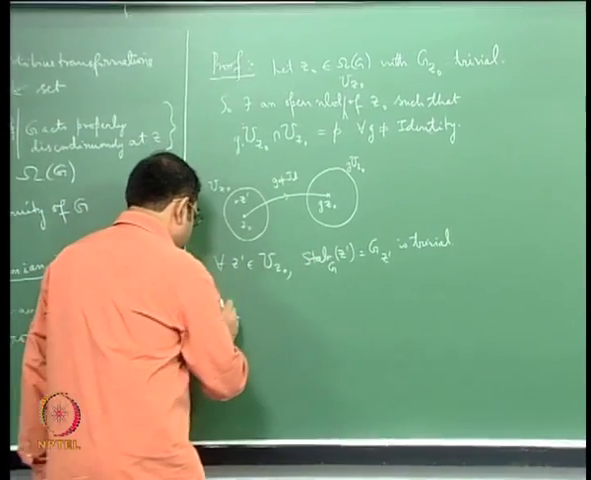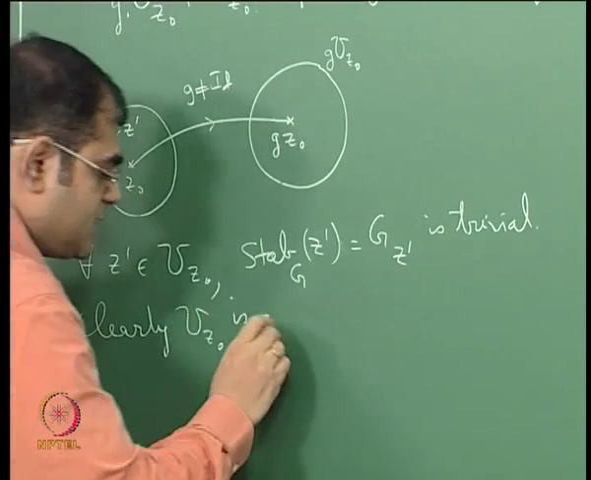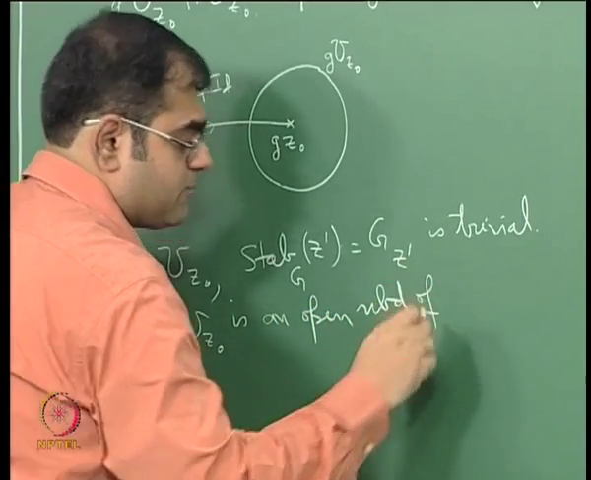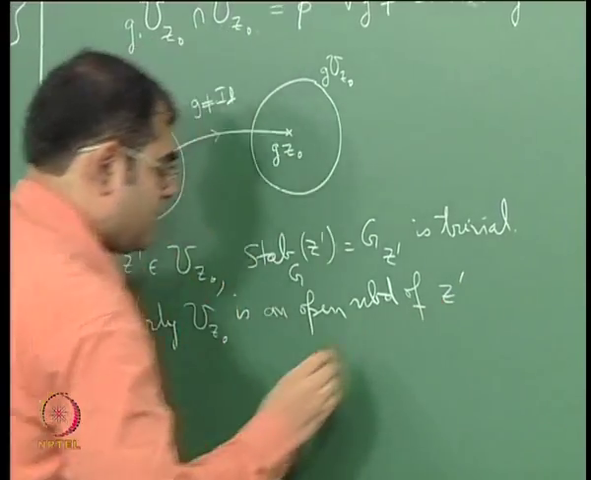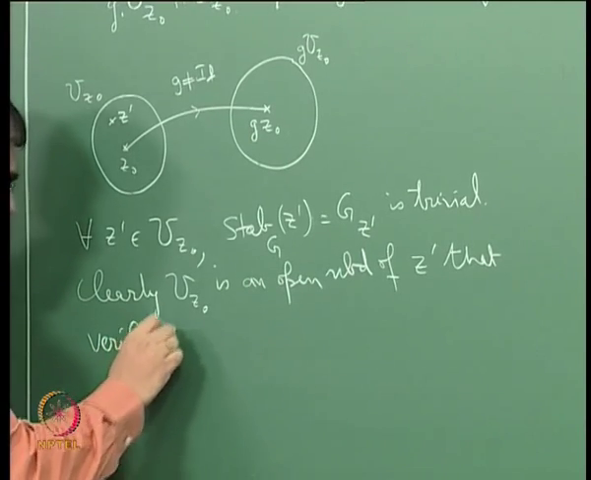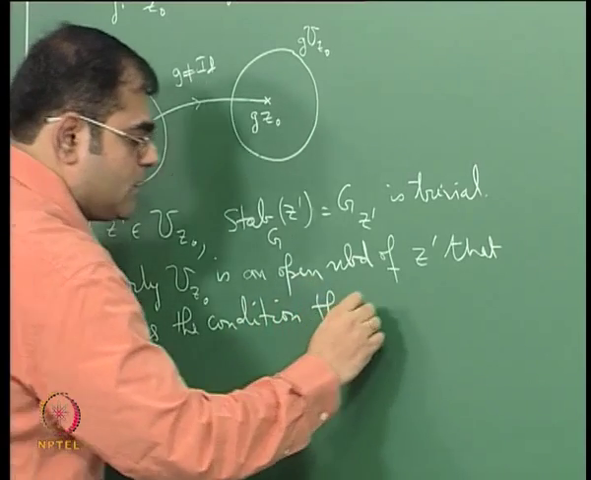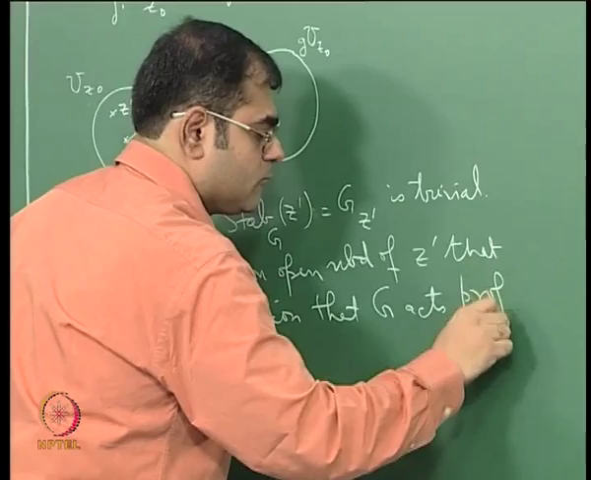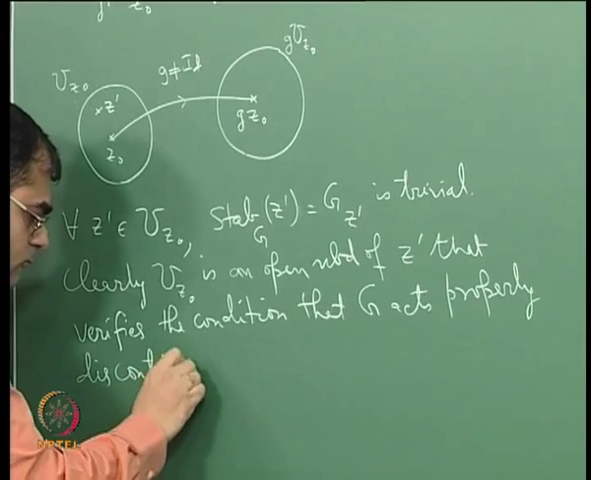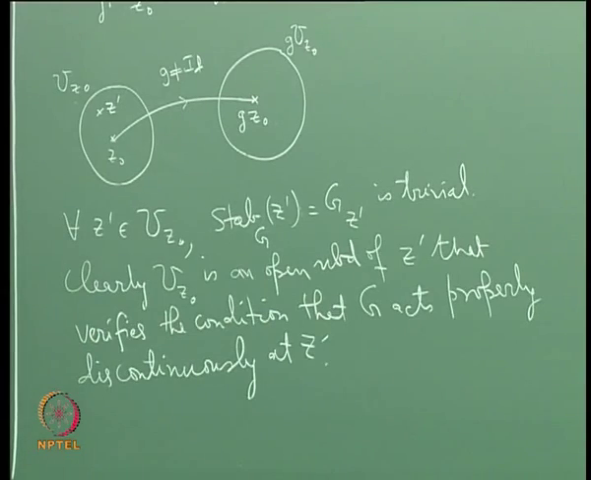So clearly U Z0 is an open neighborhood of Z prime that verifies the condition that G acts properly discontinuously at Z prime. So what is the moral of the story?